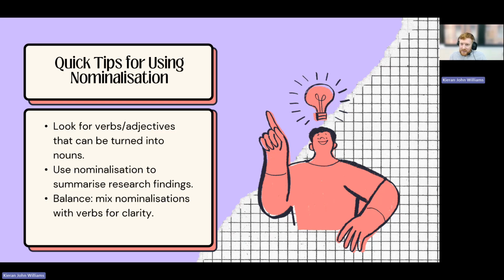So here are some quick tips to keep in mind. So first of all, always look for verbs or adjectives in your writing that could be turned into nouns. Second, remember that nominalization is especially useful when summarizing research findings. So instead of saying the survey found, you could say the study's findings. And finally, don't overdo it. A balance between verbs and nominalizations makes for the clearest, most effective writing.